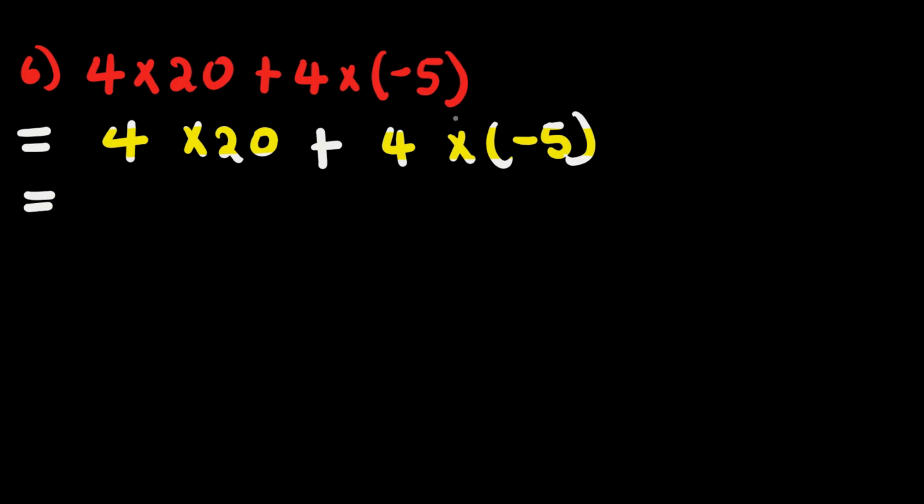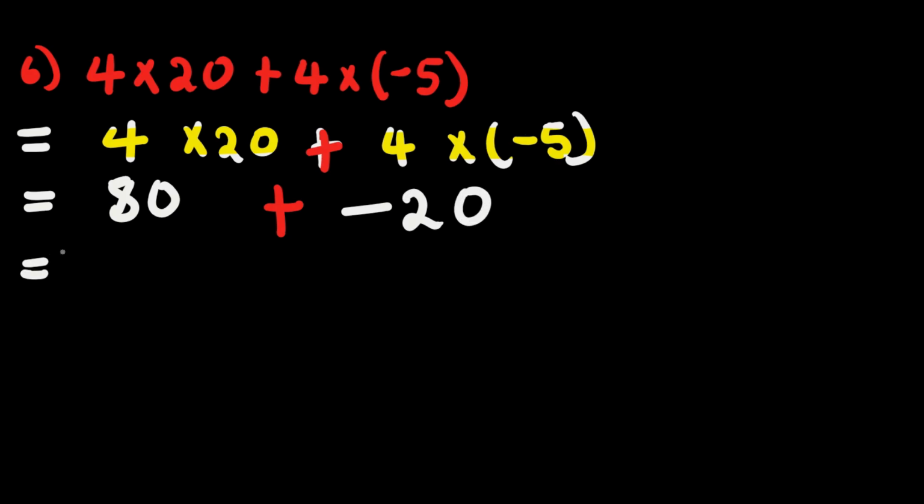So now we have 4 times 20. That's the first group. So 4 times 20, we get 80. Then this positive sign, this one here, goes down as it is. Then now we are on 4 times negative 5. So 4 times negative 5, it's a negative 20. So we get a negative 20.